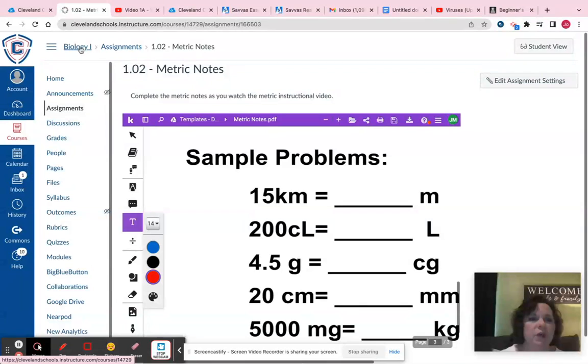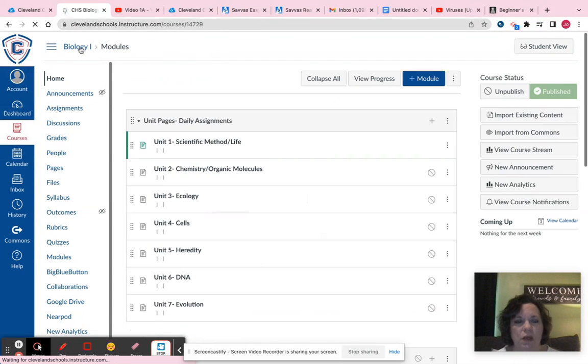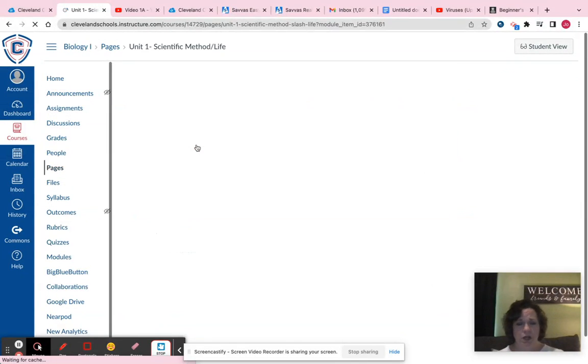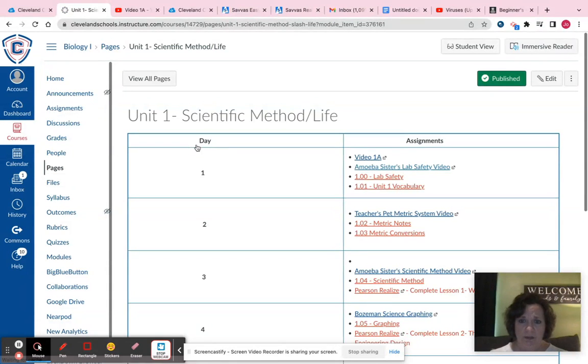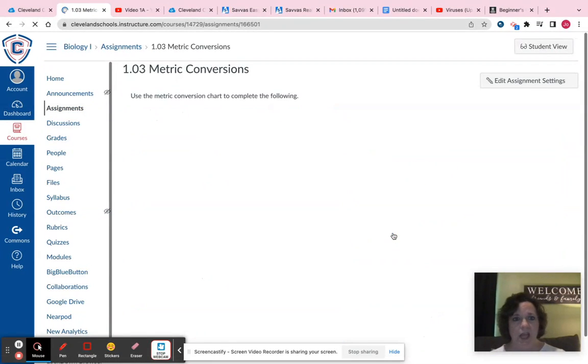So what I'm going to do is go back to Biology 1 at the top. I'm going to go back to our home and then go back to Unit 1. And then once we go back to Unit 1, I'm going to pull up our assignment. So you do have an assignment today doing metric conversions. So our assignment is right here. It's called 1.03. That's metric conversions. I'm going to click on that. And then this also is a Kami assignment.